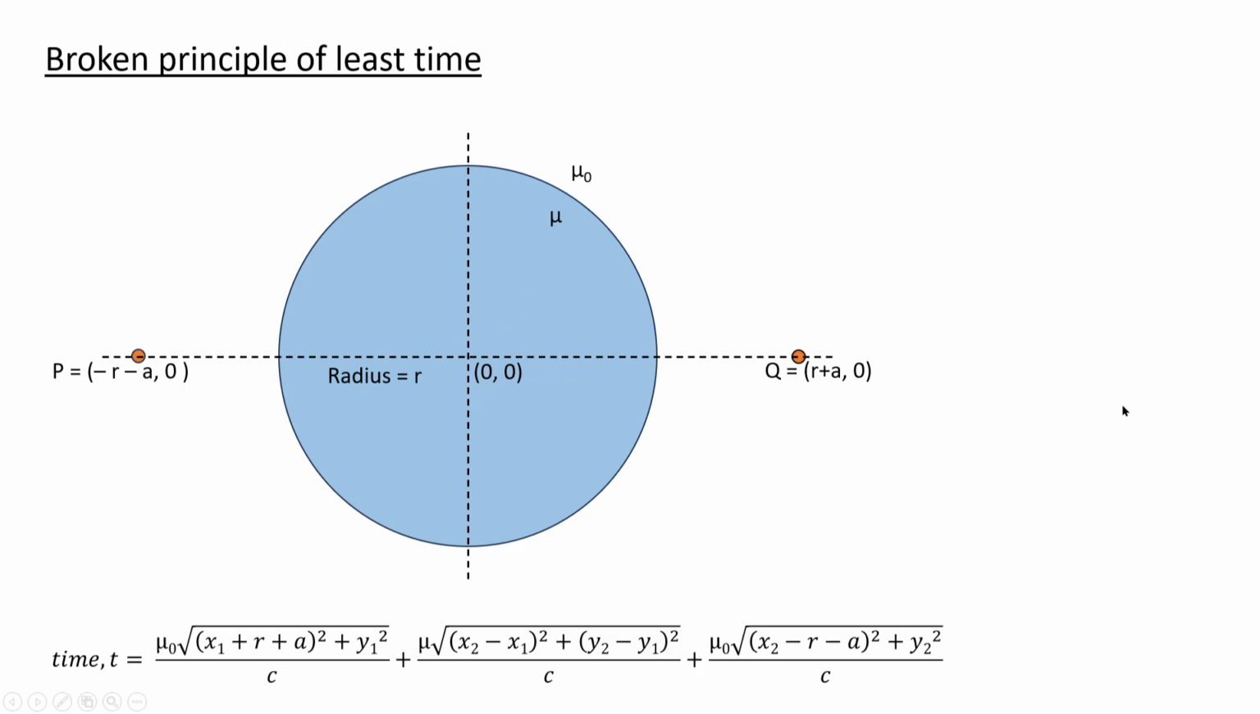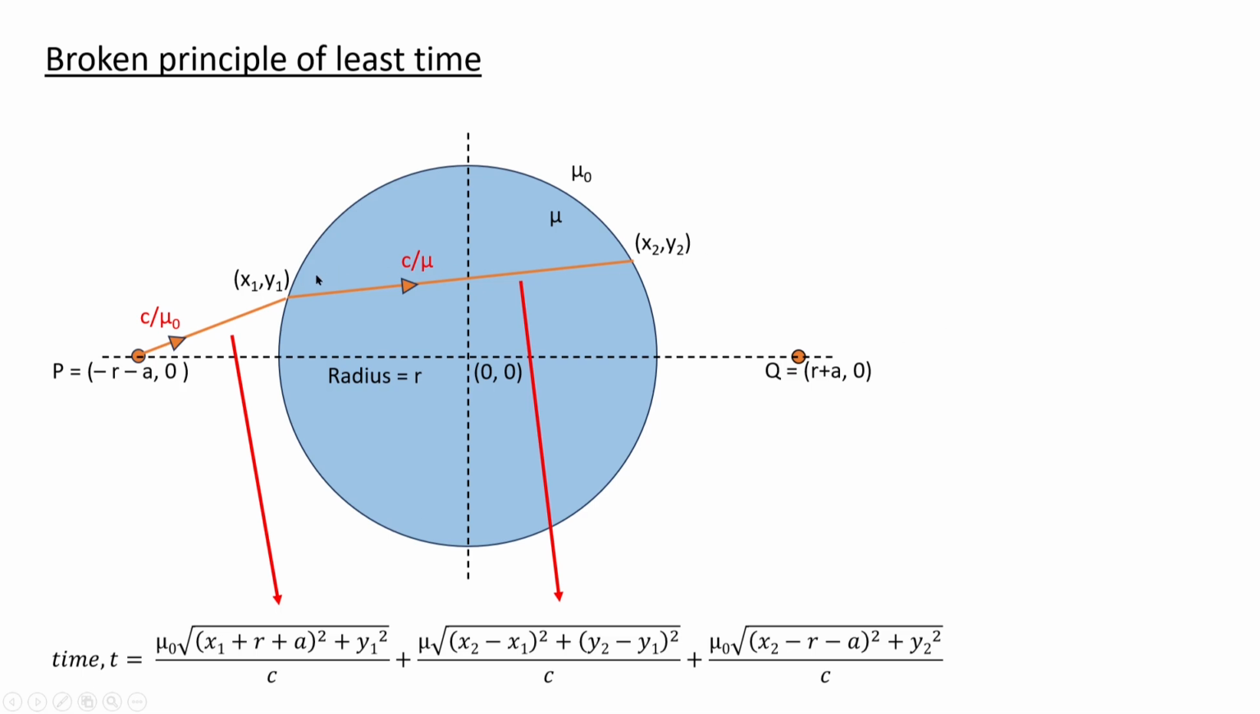In order to go from P to Q along those piecewise linear paths, this is the kind of time we get in terms of these variables. For example, this is the time related to the first segment from P to x1 y1. The speed of light in this media is c by mu naught, where mu naught is the refractive index of the media and c is the speed of light in vacuum. This is the distance within the square root: x1 plus r plus a, whole squared, plus y1 squared. This is the length of this segment, divided by the speed of light c by mu naught, which gives the time the light takes to cross this segment.